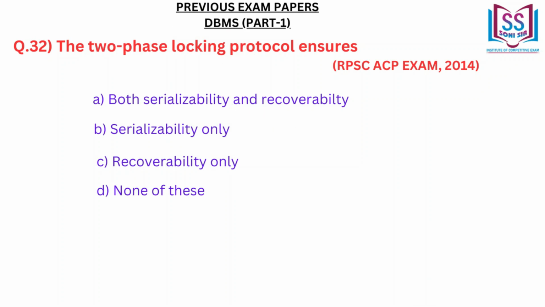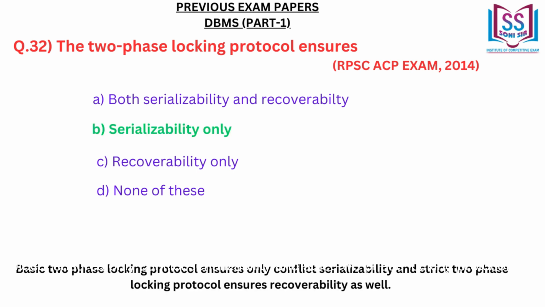The two-phase locking protocol ensures A. Both serializability and recoverability. B. Serializability only. C. Recoverability only. D. None of these. Correct answer B. Serializability only. Basic two-phase locking protocol ensures only conflict serializability and strict two-phase locking protocol ensures recoverability as well.